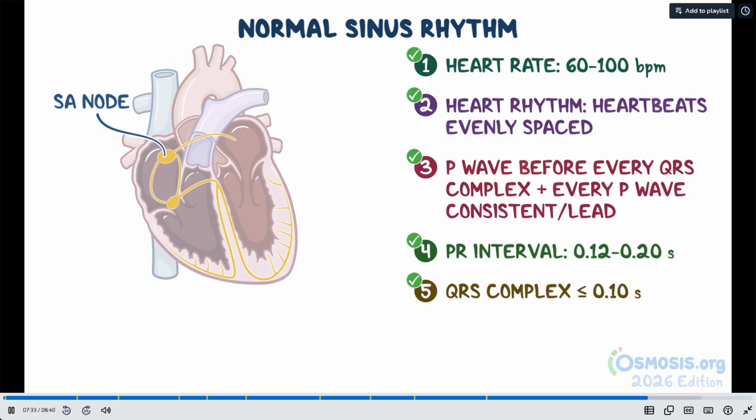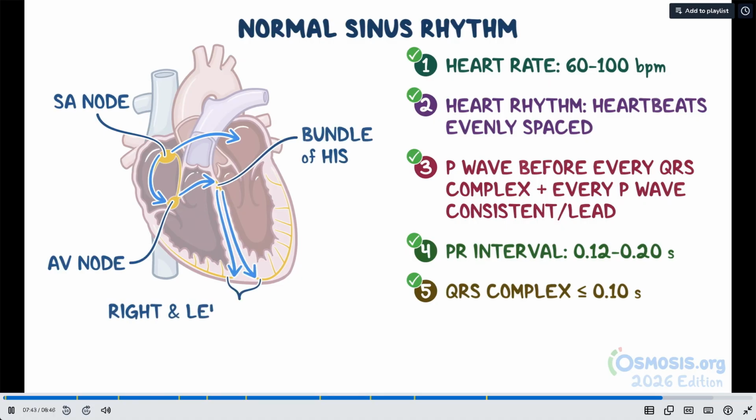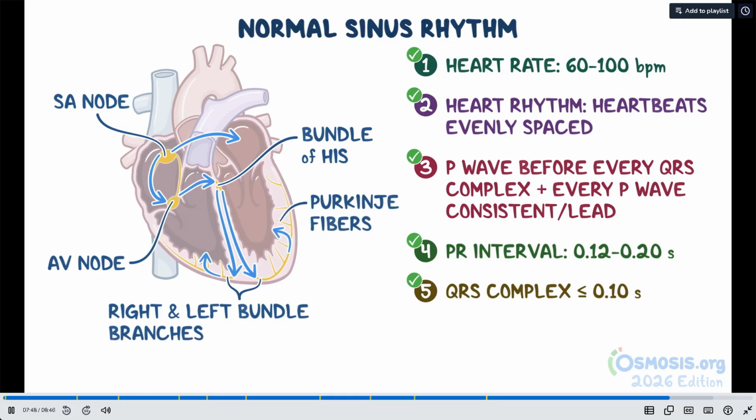The SA node fires the initial signal, which moves through the atria, briefly slows down at the AV node, and travels up the bundle of His. From here, it travels along the right and left bundle branches, spreading through the Purkinje fibers to activate the ventricles.